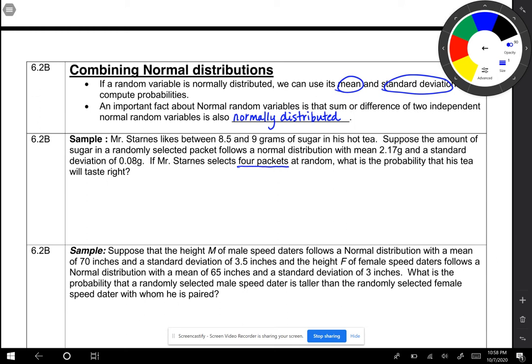So we are going to assume that the amount of sugar in one packet doesn't affect the amount of sugar in another packet. So we are going to assume that they're independent random variables. And in that valid assumption, then we can go ahead and continue our problem. So the mean of 4 packets, you would just add each individual mean for the packet. So 2.17 plus 2.17 plus 2.17 plus 2.17. And that gives us the mean of 4 packets as 8.68 grams.